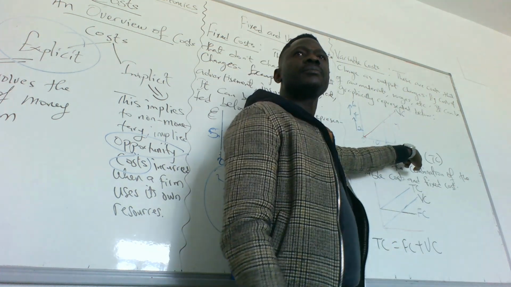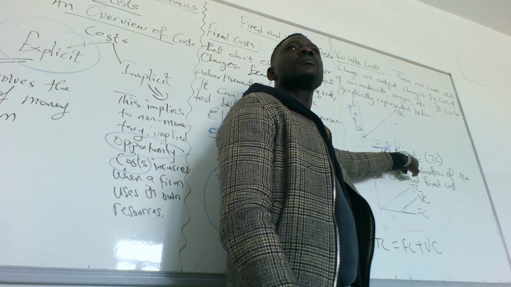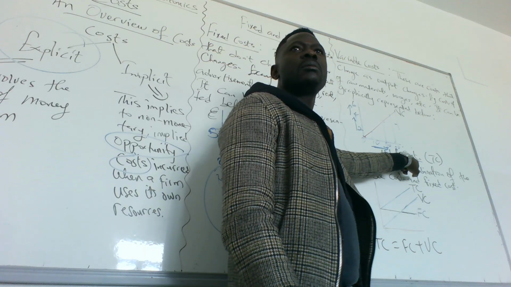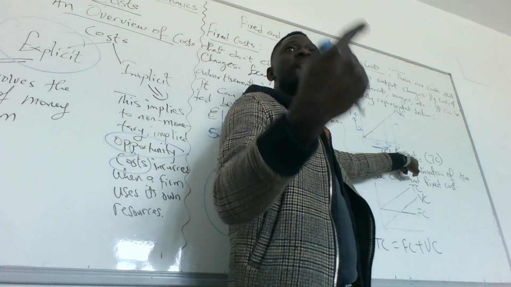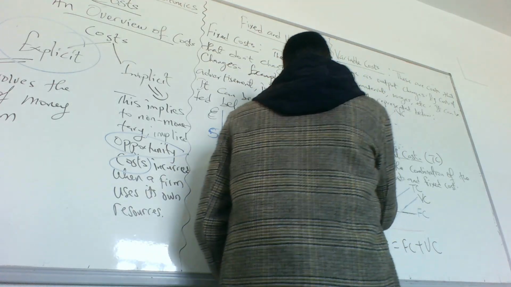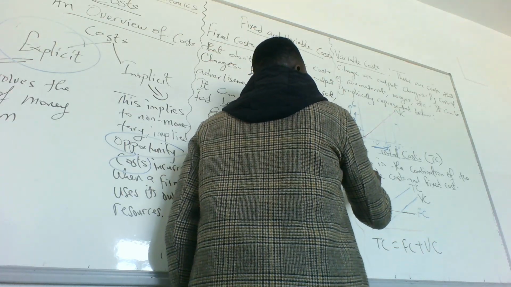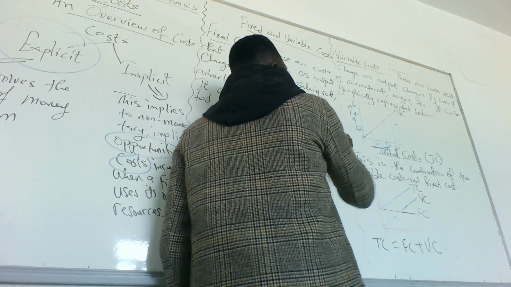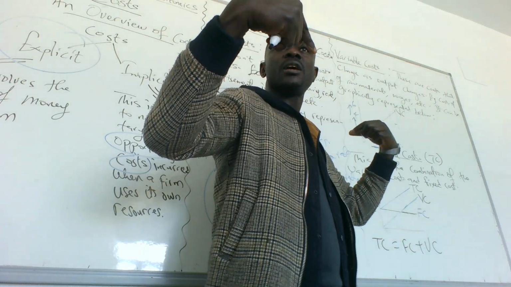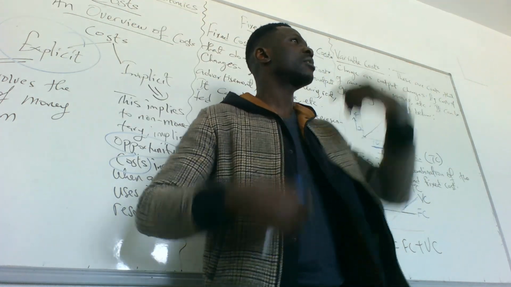For fixed cost, the factors of production, rent, labor, and capital, are those fixed? No. Labor could be fixed if it is salary. There's wages too. For wages, we have piece rates and time rates. These are wages, and they are variable. Do you get my question here? For labor, it could be fixed if it is salary, but wages are variable.